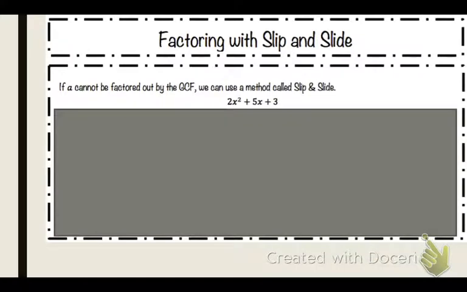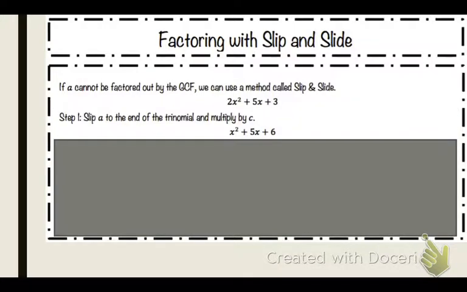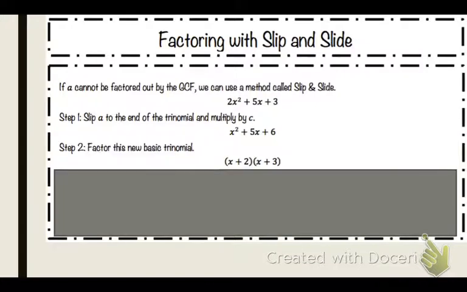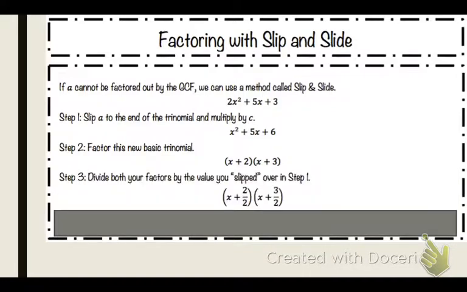There's another method though. So this is called the slip and slide method. So let's just go through this real quick. So we have this quadratic right here. So we're going to slip A to the end and multiply it by C. So here we multiplied 2 by 3, got 6. And then we're going to factor this new trinomial. So that factors down to x plus 2 and x plus 3, right? And then we're going to divide both the factors by what we slipped over in step 1.